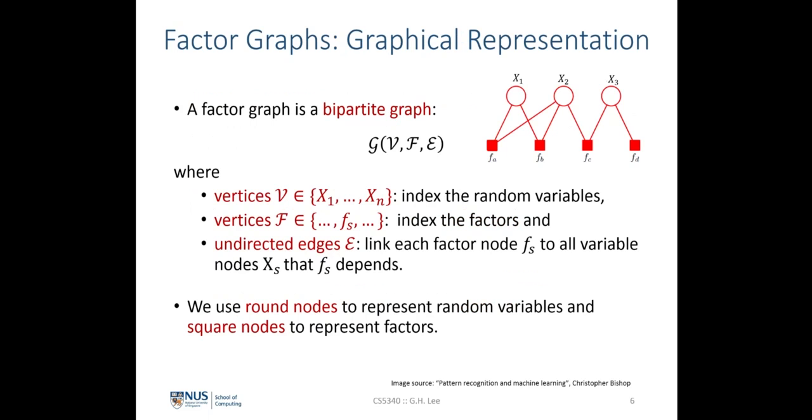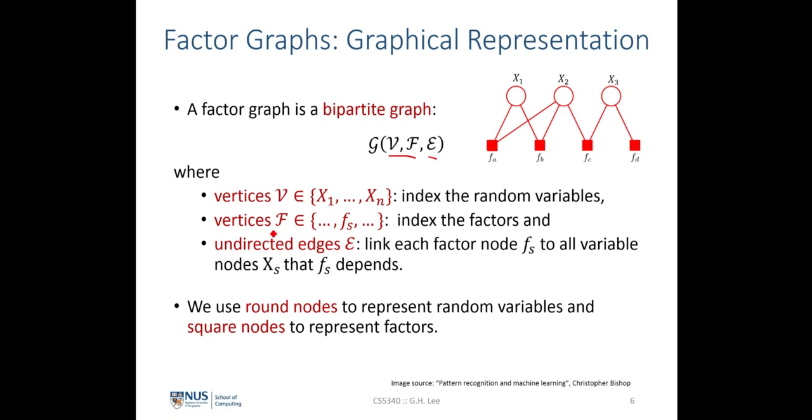Now let's formally define a factor graph. A factor graph is a bipartite graph which consists of two sets of unique nodes represented by V and F and a set of undirected edges denoted by E over here. So in the set of nodes denoted by V, each one of these nodes corresponds to a unique random variable in the joint probability distribution, from x1 all the way to xn.